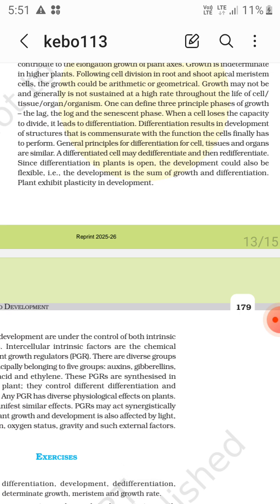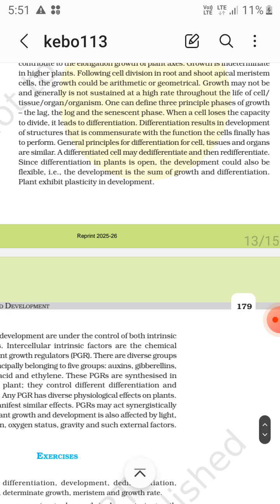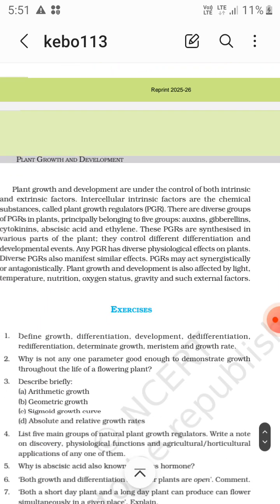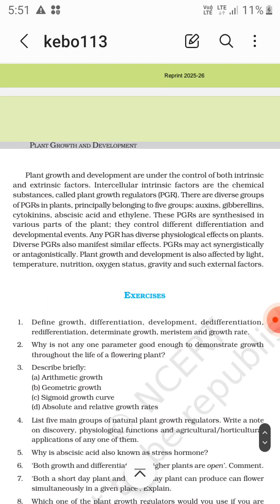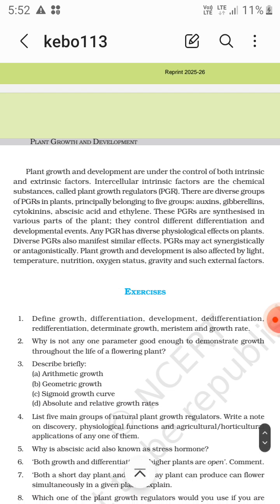Now, what is plasticity? It is the ability of a plant to show different kinds of structures according to the environment or the phases of their life. Plant growth and development are under the control of both intrinsic and extrinsic factors. Intrinsic factors are the chemical substances called plant growth regulators, that is PGRs.